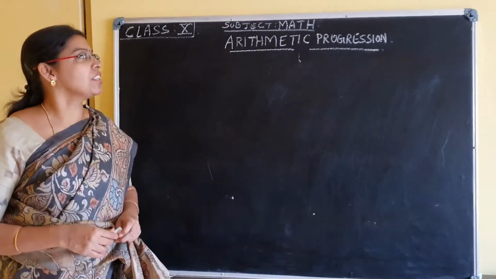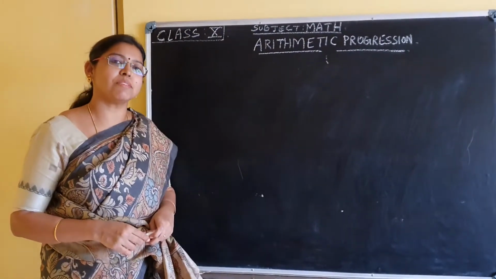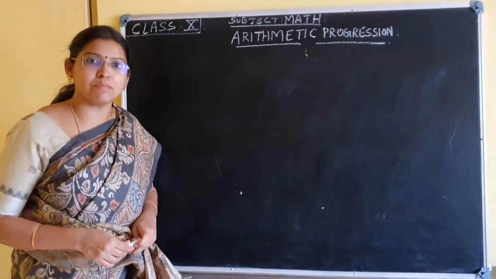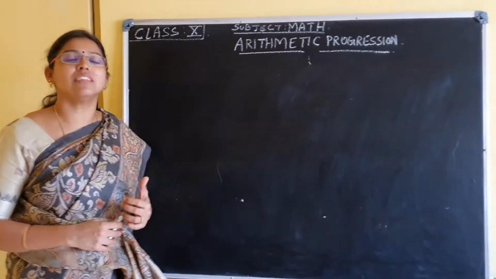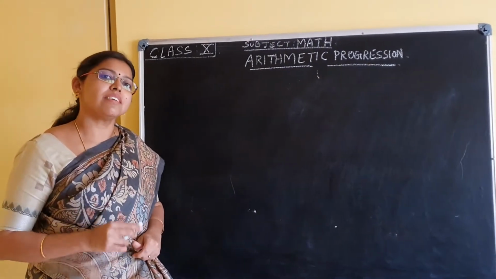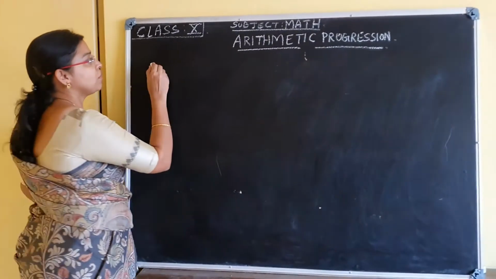In the previous session, we learned arithmetic progression. So you learned some new terms: first term, common difference, nth term, where n is the number of terms. In this session, we will learn the sum of those terms, the sum of the first n terms. n is nothing but the number of terms. So what do we know about AP?